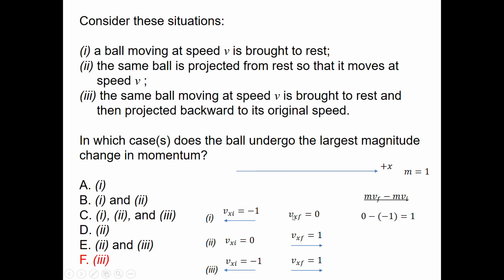In the first case, when we do Vx final minus Vx initial, Vx initial is negative, so we have a minus a negative number, we get plus 1. In the second case, we have Vx final is 1, Vx initial is 0, so the magnitude of the change in momentum is 1 again. Whereas in the third case, the final momentum is 1 and the initial momentum is minus 1, so we have 1 minus minus 1, that's the same as 1 plus 1, which is 2 meters per second in this particular case. So that's an explanation of why 3 is the case.